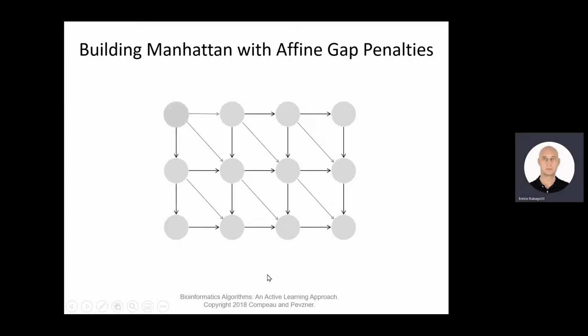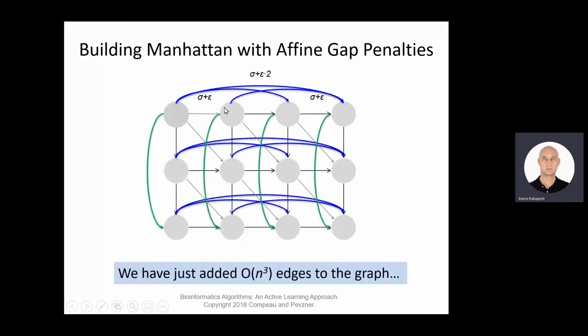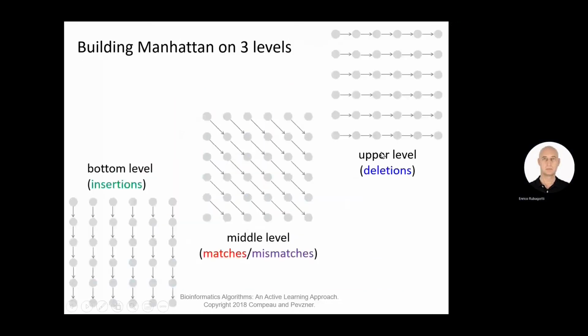Now, we wish to build a Manhattan graph with affine gap penalty. As you can see, I have horizontal and vertical lines, and I'm going to increase by n to the power of 3 the number of edges in the graph. To reduce the number of edges, remember that nodes are less computationally hard than edges. So we are going to divide the graph into 3 levels.